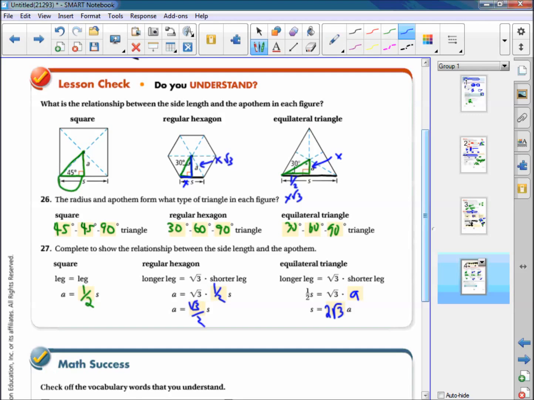And I think they should have put the apothem on its own side here like they did in the other ones, but it still shows the relationship. All right?